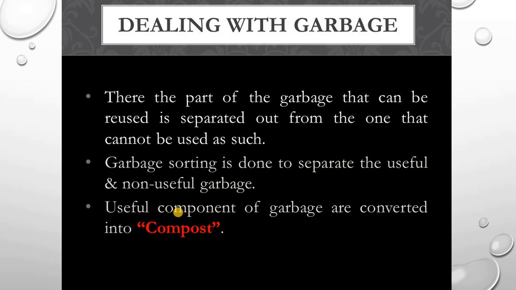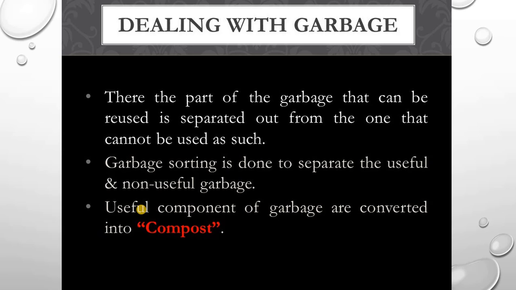What are they? Fruits, vegetable peels, leftover cooked food, fallen leaves, which can be converted into what? Into compost. We will be reading next time what is compost. Okay, and used paper, some plastic, glass, metal articles which can be recycled or reused. Now, the first step in dealing with garbage is to separate what? The useful part of the garbage from the non-useful part which cannot be used at all.